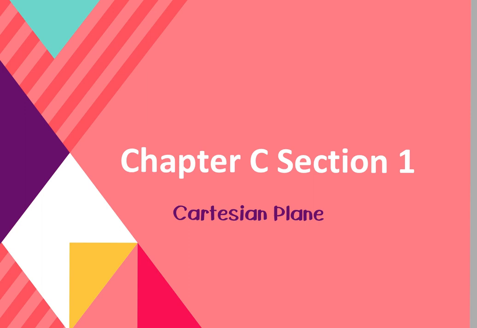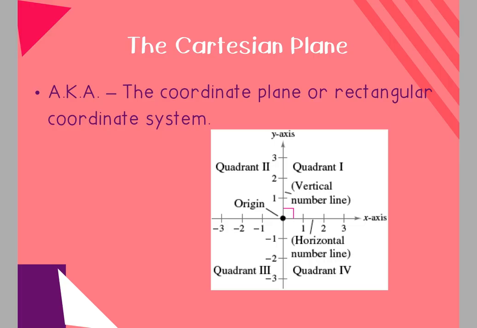All right, so C1 is called the Cartesian plane, okay? That is a fancy word for coordinate grid or your XY axis. Your book will sometimes use any of those. So if you see rectangular coordinate system, that means the same thing. If you see coordinate plane, that means the same thing. Cartesian plane and all of those are the same, okay?